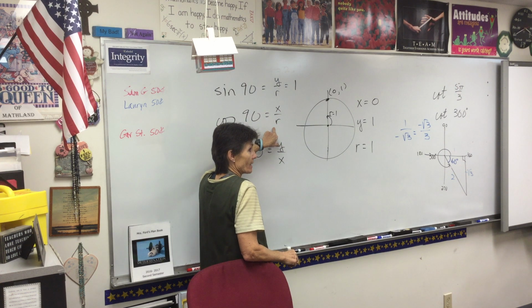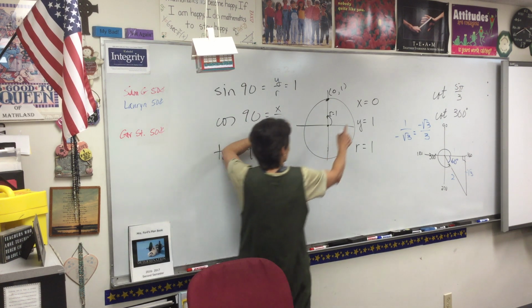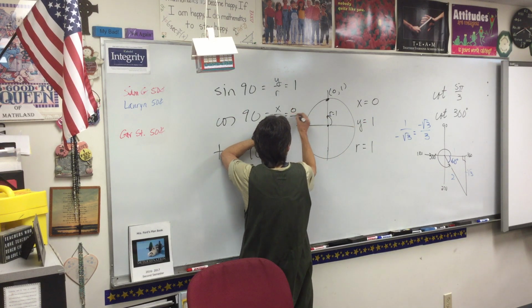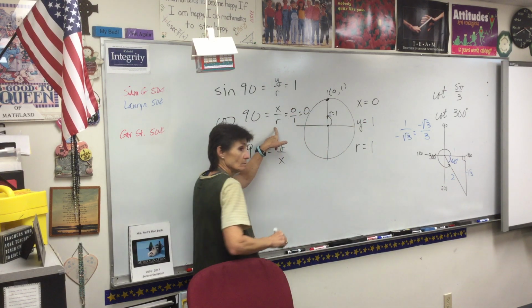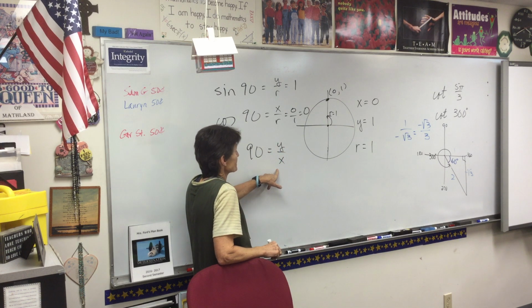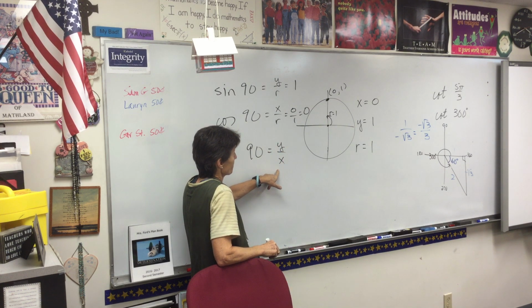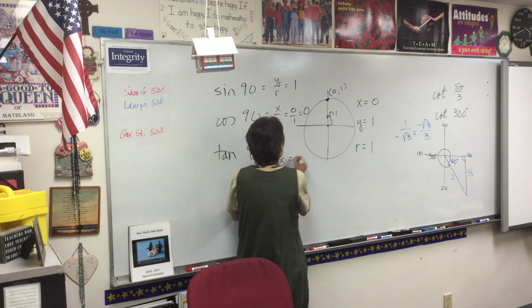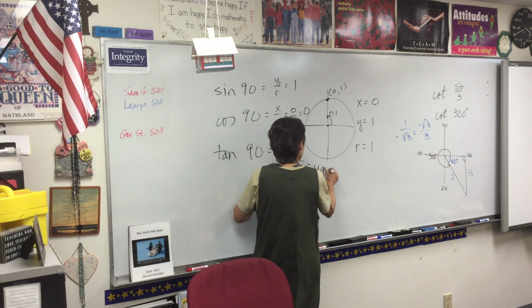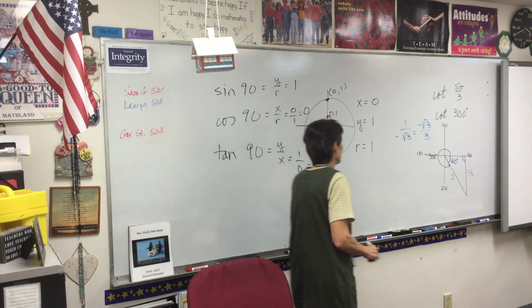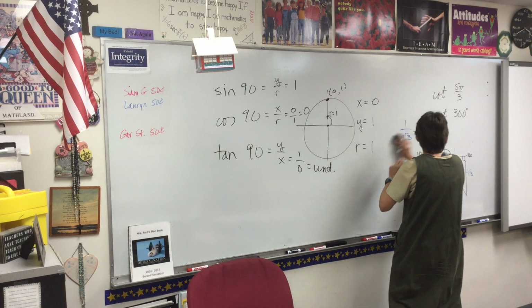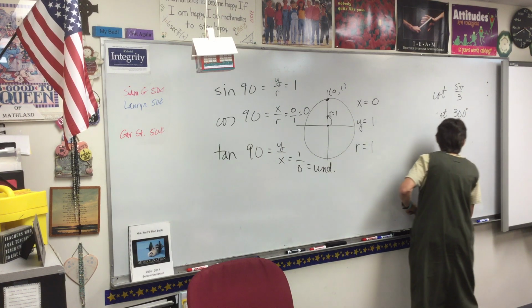What's the cosine of 90? It's 0 over 1, which is 0. What's the tangent of 90? 1 over 0, which is undefined. Very, very good.